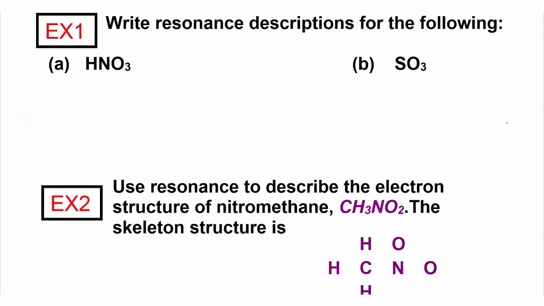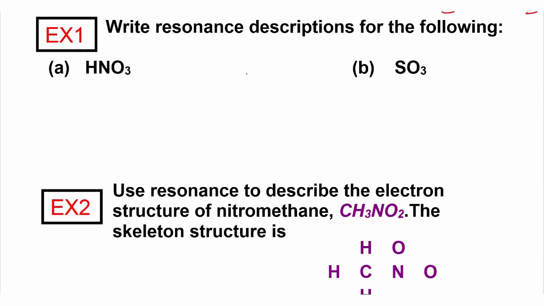So let's try the same thing with nitric acid. Write resonance descriptions for the following. Nitric acid. Probably should have given you the skeletal structure for this molecule, because acidic hydrogens are always bonded to an oxygen. Let's find our valence total. 1 plus 5 for nitrogen plus 3 times 6 for oxygen. My total is 24 valence electrons. So let's first make bonds for everything. Octets on the surrounding atoms. Anything left over, put on the center atom.